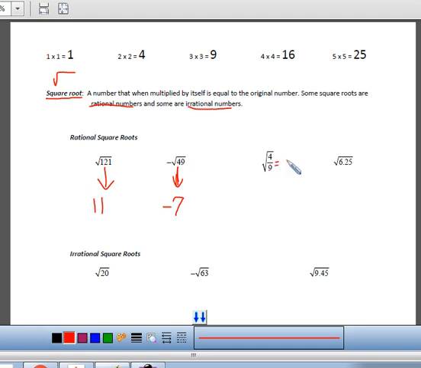This one I'm going to rewrite. Instead of taking the square root of the whole thing, we can take the square root of the top and the square root of the bottom. And when we do that, the square root of 4 is 2, the square root of 9 is 3, and we get an answer of 2/3.